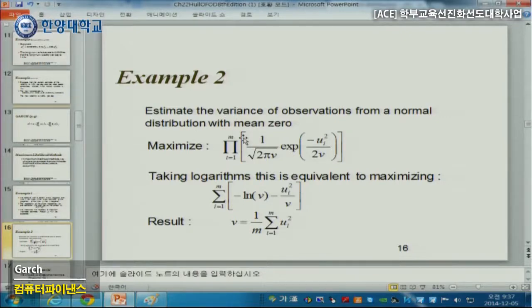But then again, this is a multiplication, and multiplication is less convenient than summation, so we take log, right? So if we take log of this one, then this multiplication part becomes a summation conveniently, and taking log of this one over here is exactly the same.